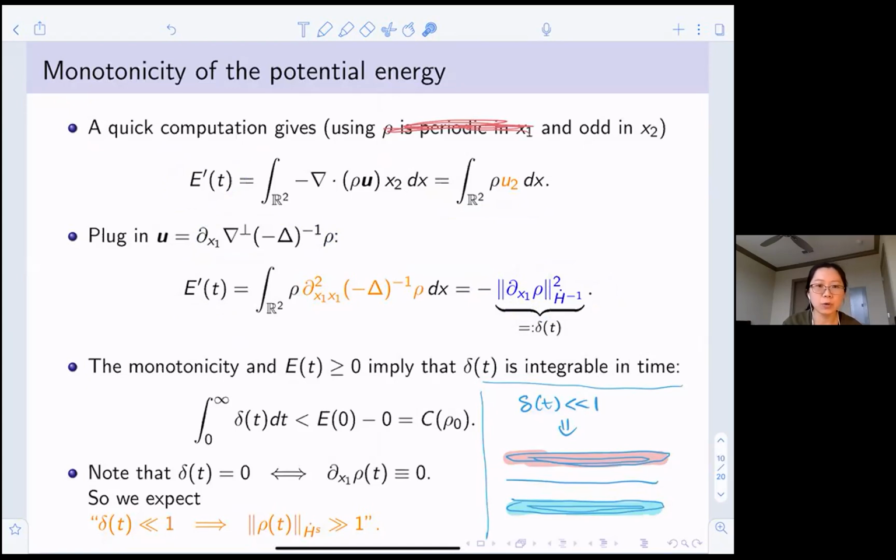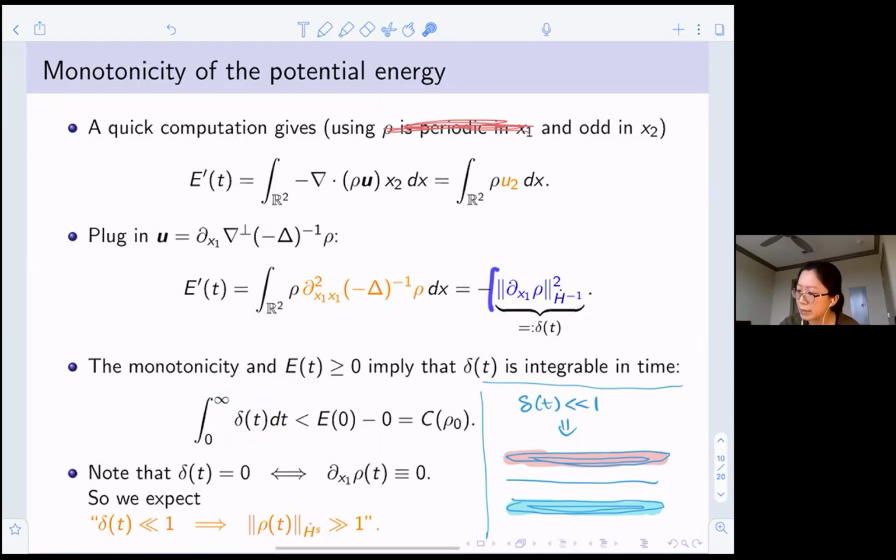Okay, so which means that, because we know E is monotone decreasing and it's bigger than 0 for all the later time, then immediately we know that delta has to have a finite integral, right? From time 0 all the way to time infinity, which means that this delta has to get small, at least in an average sense, as the time gets large, right?